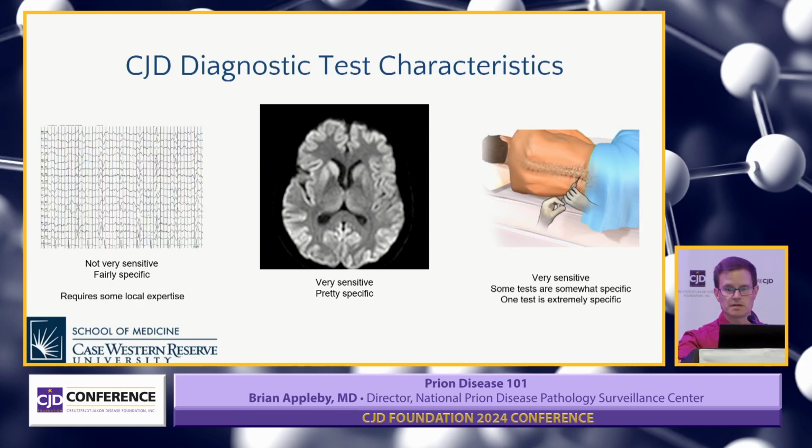That's the RT-QuIC. Unfortunately, you need some local expertise to read the EEG correctly. The MRI, you have to be able to recognize it. That's getting better, but slowly. And then for the spinal tap, the doctor has to know to order that specific test.